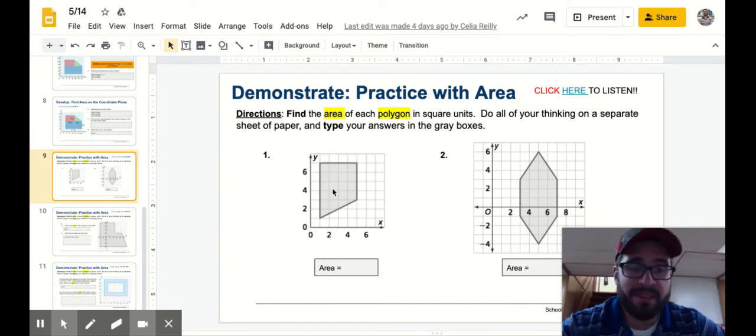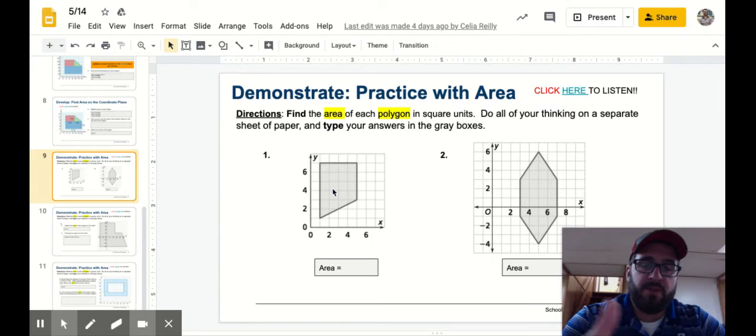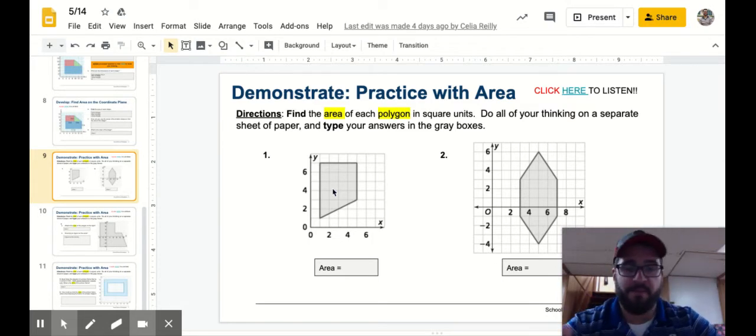But it's obviously more than one shape. It's not a basic shape. So what I'm going to show you quickly how to do is to find area of shapes that aren't regular. They have multiple shapes in them.